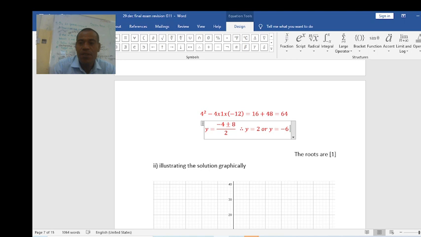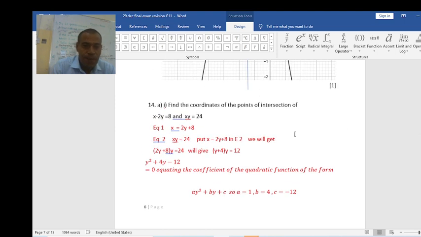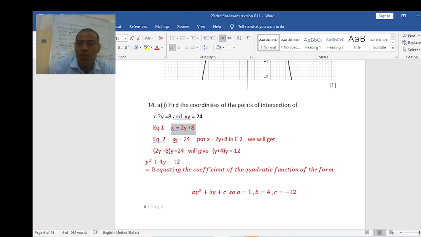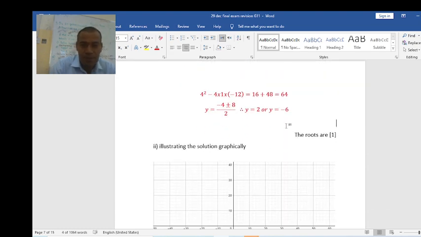Go to your equation. Replace y equals 2 in the first equation. This is my first equation. Copy. In order to solve this one, you will replace y equals 2 in equation 1. So x will be 2 times 2, which is 4, plus 8 will be 12. This is when y equals 2, x is 12.